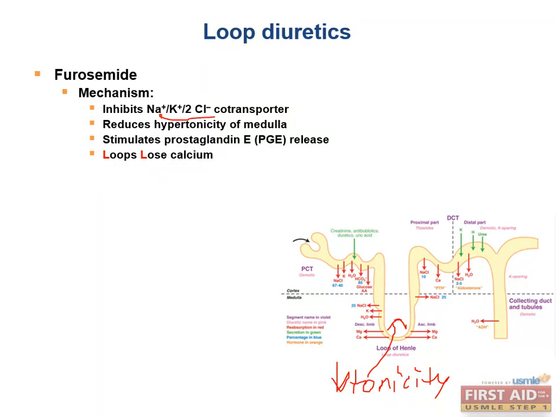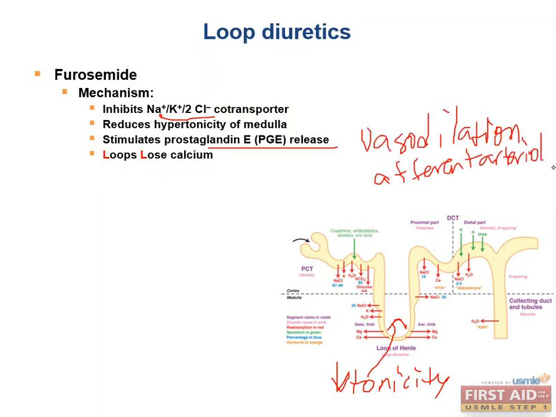Furosemide also stimulates prostaglandin E release, and this causes a vasodilatory effect on the afferent arteriole. So what will that do to the GFR? It will increase the GFR, leading to more filtrate production. Also remember that loops lose calcium, and loop diuretics will increase the excretion of calcium.